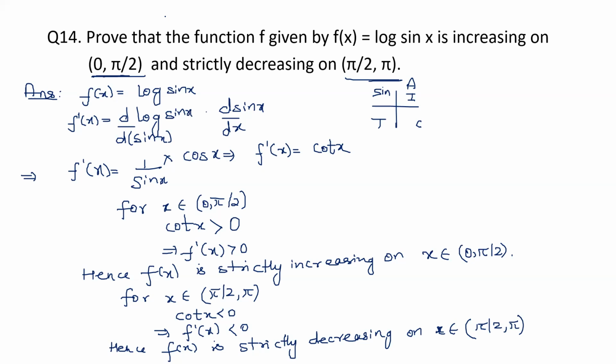So, in the first case, is it strictly increasing or only increasing? For this interval, from 0 to pi by 2, it is okay. If a function is strictly increasing, then we will say that it is increasing also, but the converse is not true. So if they ask you whether it is increasing from 0 to pi by 2, yes, it is increasing also.